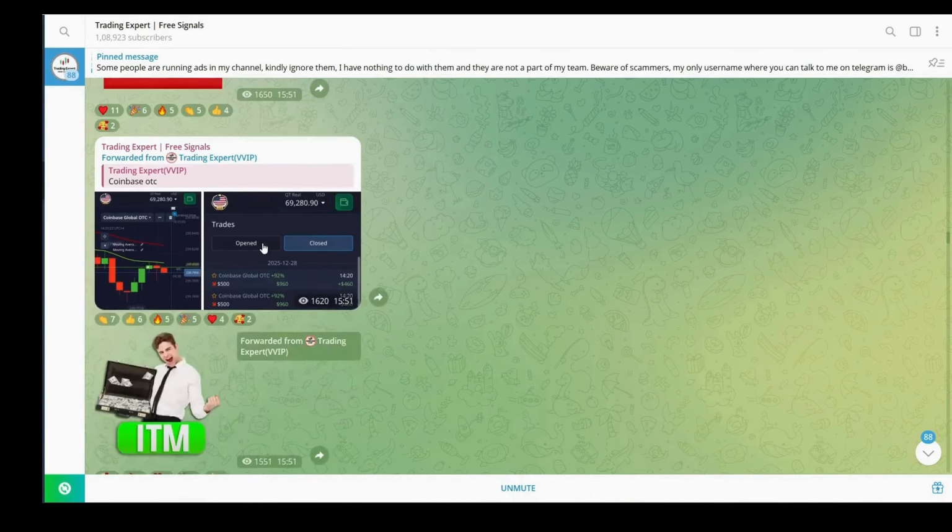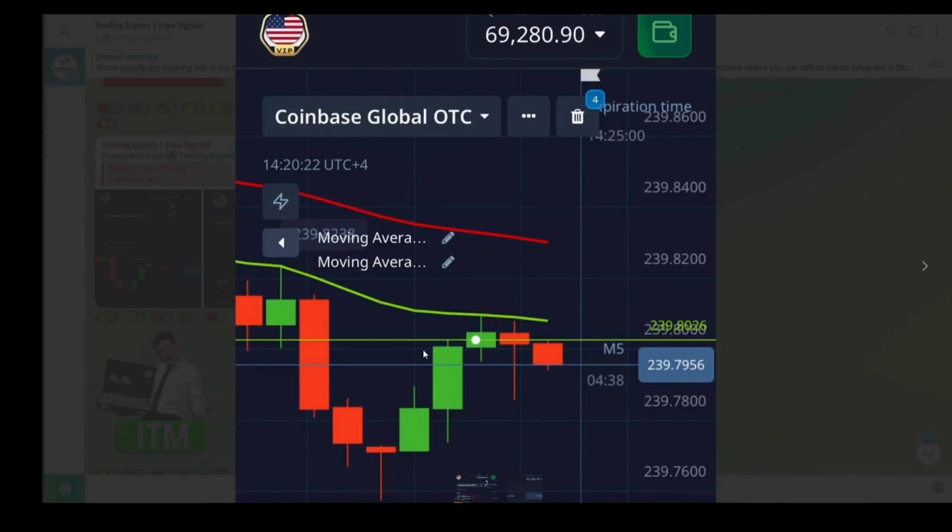We provided our first trade on Coinbase OTC for the downside move. In this trade, you can clearly see a strong downtrend. The previous green candle took rejection from the moving average, which is why we provided a sell signal. As you can see, this trade resulted in a clear win.